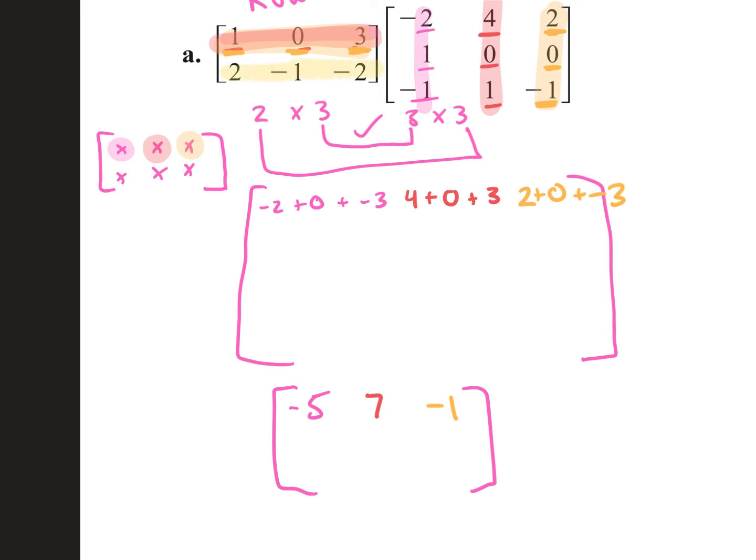Alright, so let's do the second row, first column now. So that's going to go in the second row, first column spot. So first number times the first number, -4, because it's 2 times -2. Plus the second number times the second number, which is -1. And then the third number times the third number, 2. So -4 plus -1 plus 2, -3.